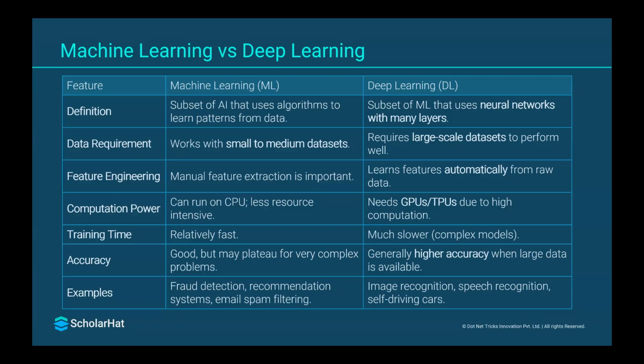Machine learning training time is fast. It will not take much time in training, but deep learning takes much more time, so the process is slow there. Examples for ML are fraud detection, recommendation systems, and email spam filtering. Deep learning examples are image recognition, speech recognition, and self-driving cars. I hope things are clear about AI, ML, and DL.